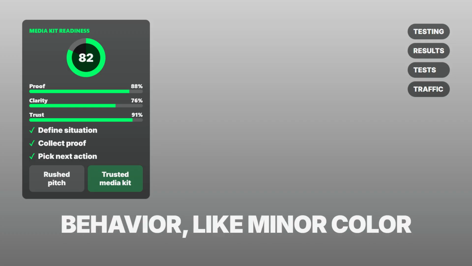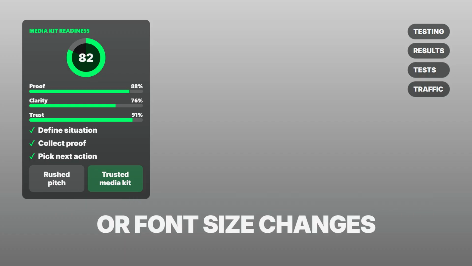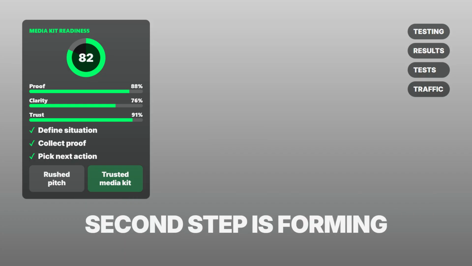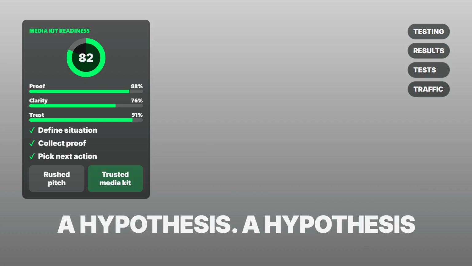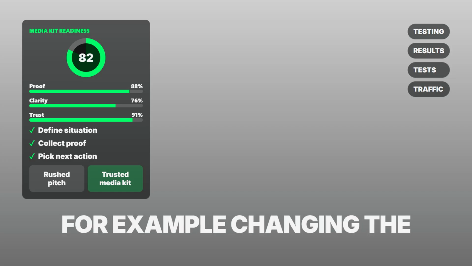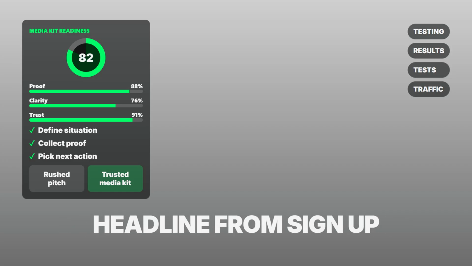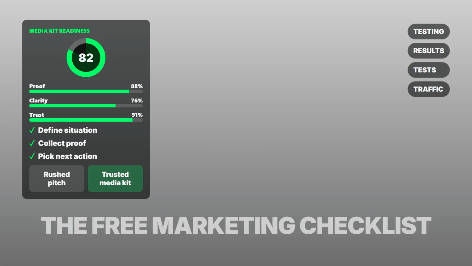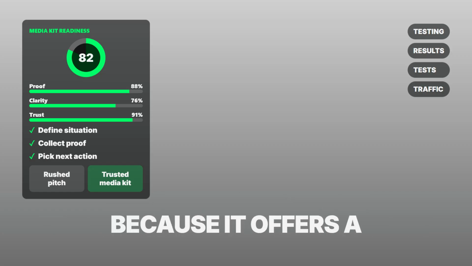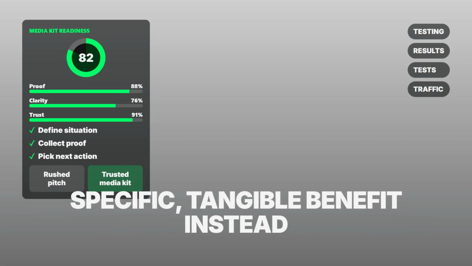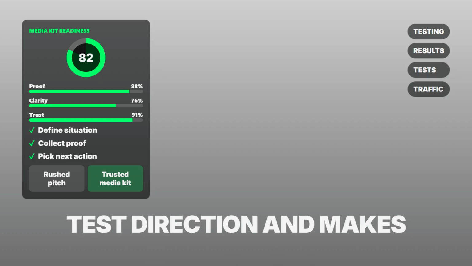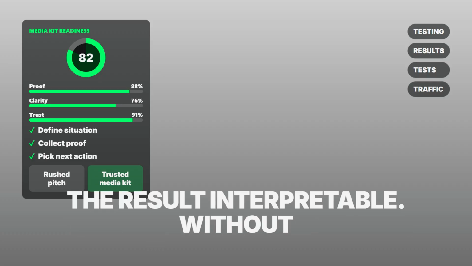The second step is forming a hypothesis. A hypothesis states what you expect to happen and why. For example, changing the headline from "Sign up for updates" to "Get the free marketing checklist" will increase opt-in conversions because it offers a specific, tangible benefit instead of a vague promise. The hypothesis gives your test direction and makes the result interpretable. Without a hypothesis, you are just changing things randomly and hoping something improves.